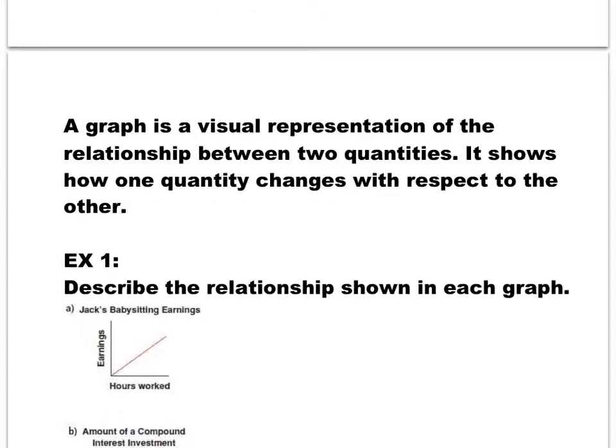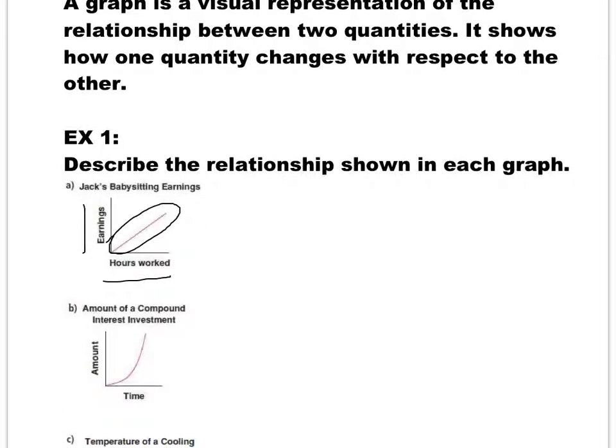The first thing is we have to describe the relationship as shown in this graph. As you can see, the relationship between hours worked and the earning is linear because it's shown as a line. This means as hours worked increase, your earning increases. The second example shows the relationship between time and the amount of money that you have invested. It is obvious that the relationship is not linear, rather it is a curve that you will learn about later on.